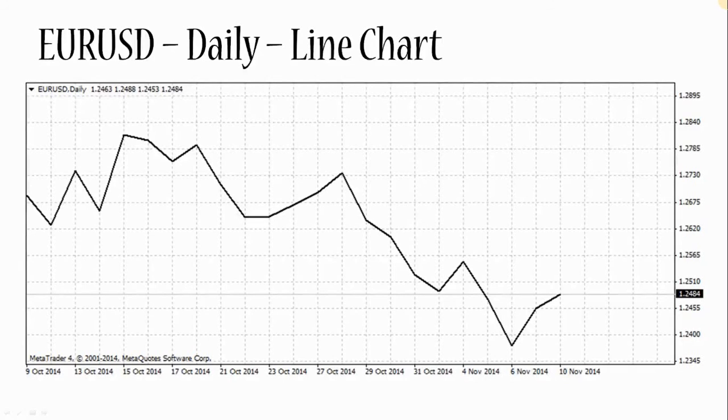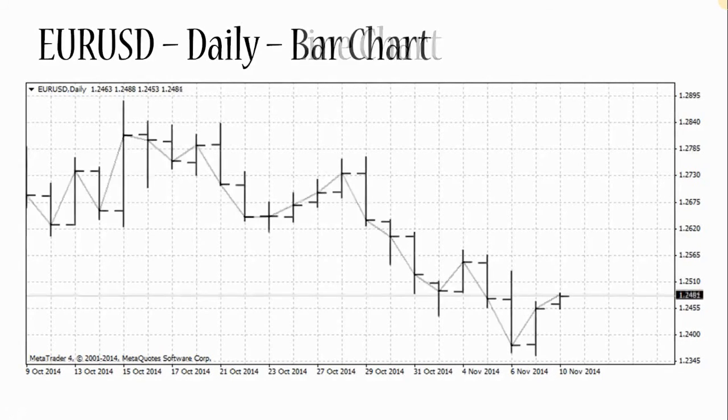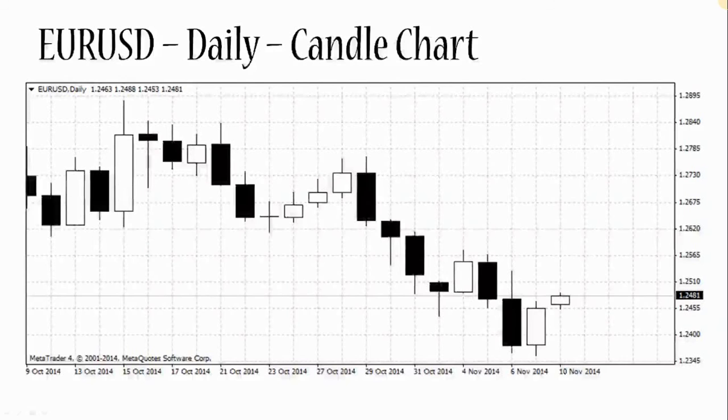Now let's look at the same chart but represented by a bar chart. As you can see, now we have much more information. It might be a bit more cluttered, but we can see where the highs and lows were and exactly how this progression or this trend is developing. And now I'll change this bar chart into a candle chart, and you should decide for yourself which one you like more. So there's a candle chart.